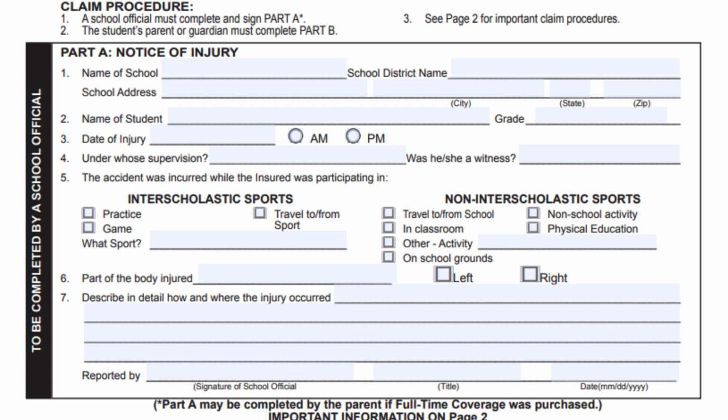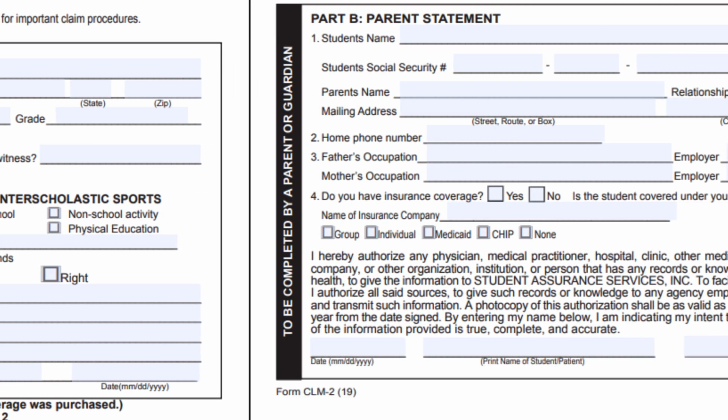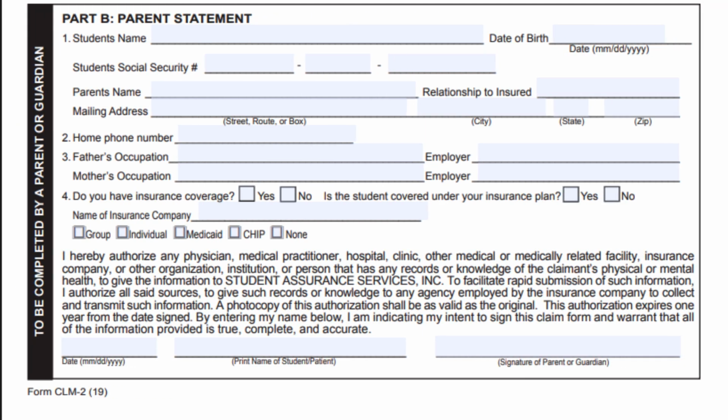The claim form is usually divided into two parts. Part A is the notice of injury. If the accident happened during a school activity, a school official or coach must complete and sign this part. Part B is the parent statement. This is where you provide your personal information. Both parts must be completed for the form to be considered valid.